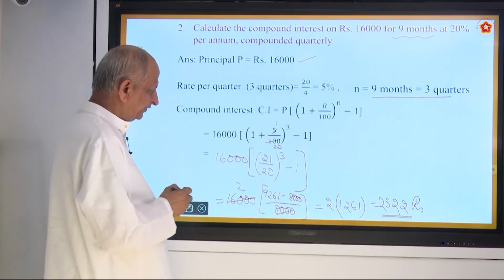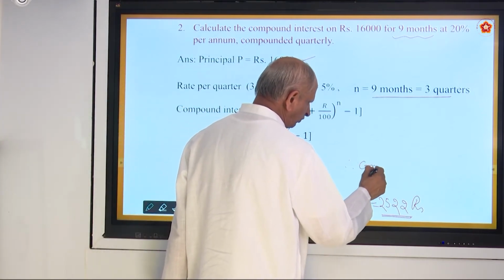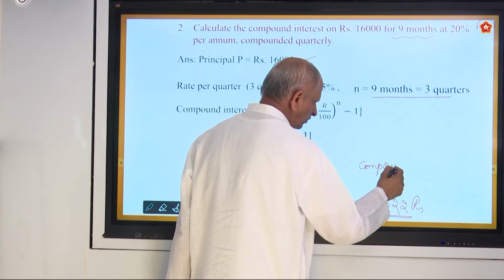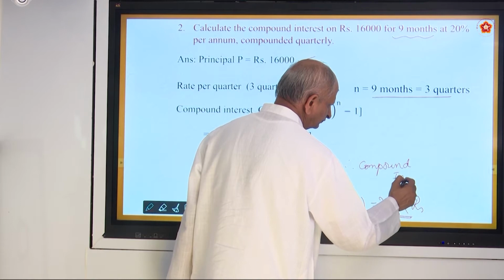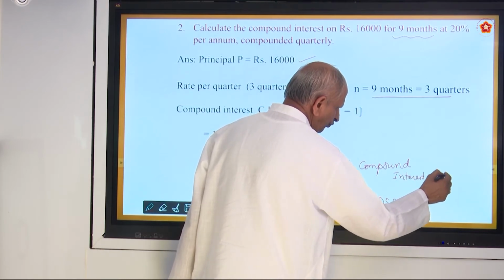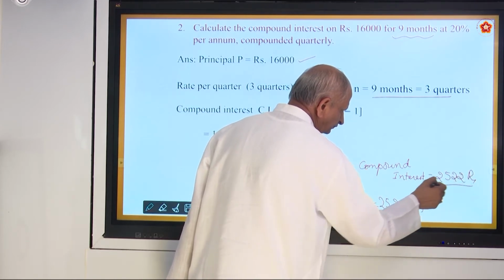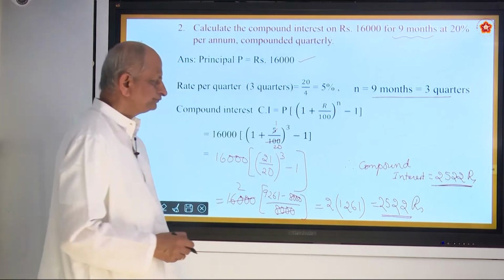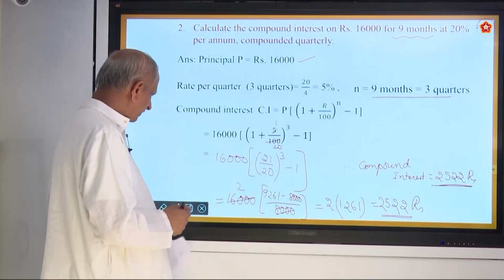So you must write the answer like last one. Compound interest is equal to that answer carries half mark. 2522 rupees. Alright, super. Shall we go to next sum?